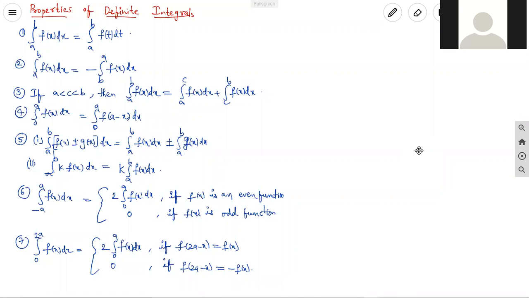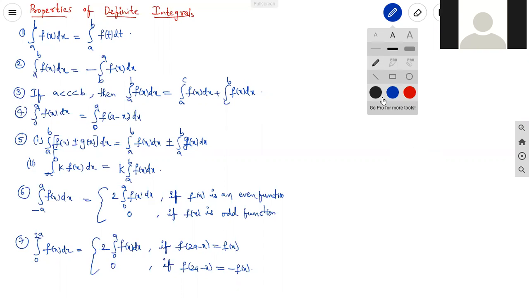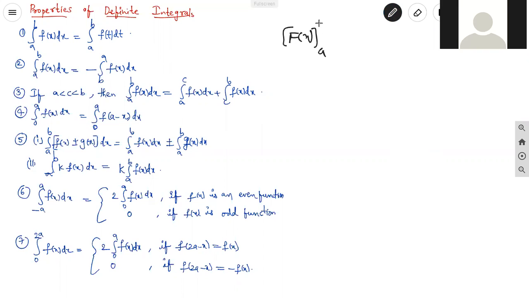Let us discuss some properties of definite integrals. In this, first we remember these 7 properties. The first property is integral a to b f of x dx is equal to integral a to b f of t dt. Here, the integration of f of x is capital F of x, and applying the lower limit and upper limit a to b, that is nothing but F of b minus F of a.